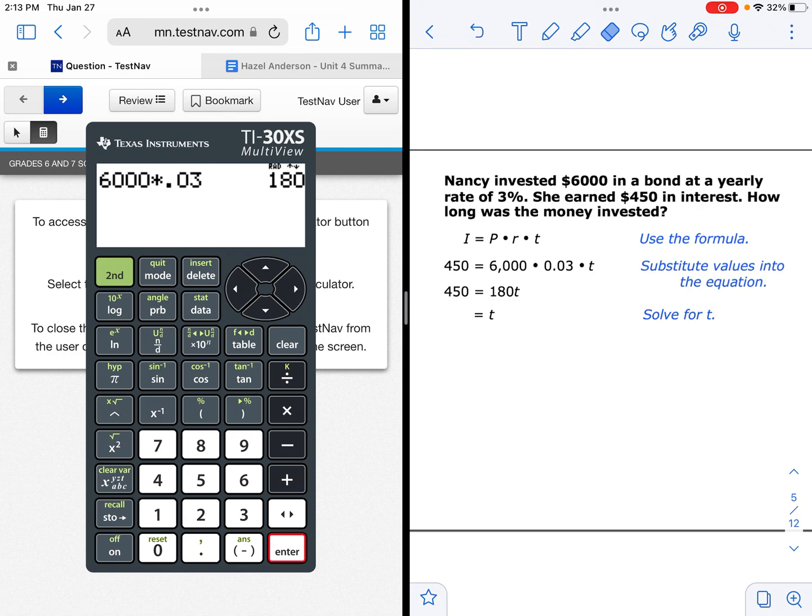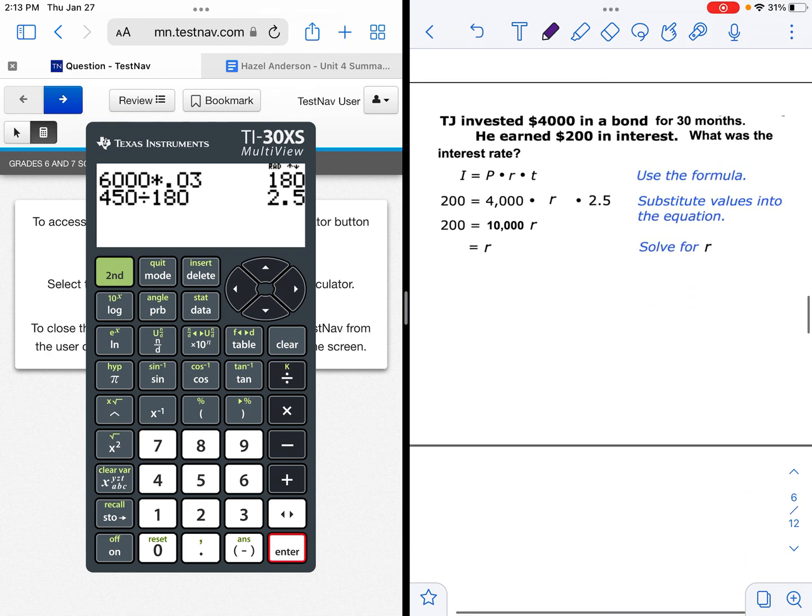I can go ahead and multiply 6,000 times 0.03 and narrow that down a little bit. So now I just have 180 T on this side. Since 180 is multiplying the T, I'm going to divide both sides by 180. We know how to do this when you just draw that line down the middle. I'm going to take 450 and divide it by 180. It gives me 2.5 is equal to T. So that's 2.5 years, because it is going to give it to me back in years.